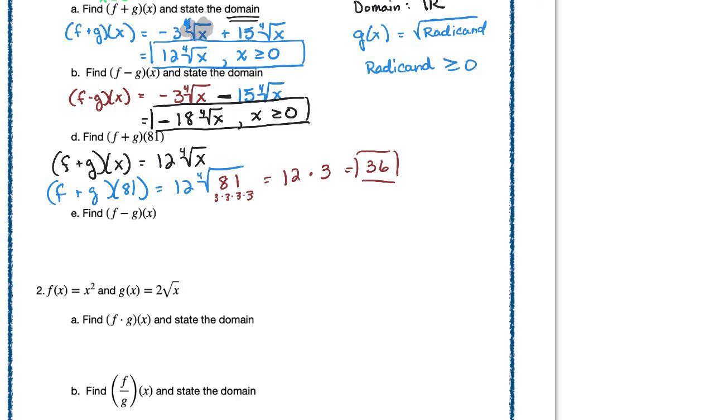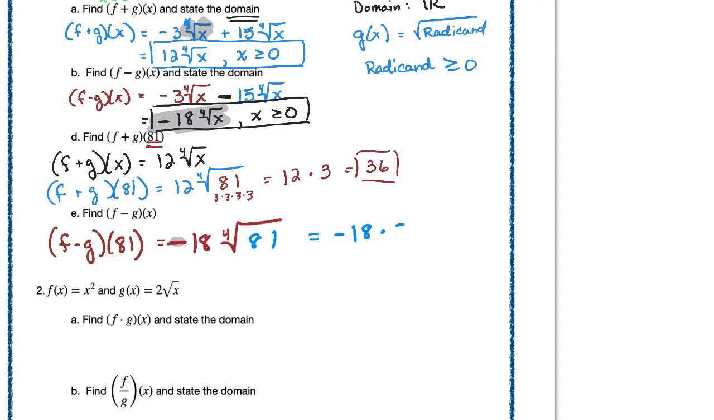For part E here, this should have said, and I corrected it in class if you were watching, I should have asked for the f minus g of 81, just like in question D up here. So if I want the f minus g, I'm going to have to use the function that is f minus g right up here, that negative 18, fourth root of x. But I'm going to put in an 81. So negative 18, fourth root of 81. And so in this case, negative 18, and the fourth root of 81 is still 3. So what's that give us? Negative 54.